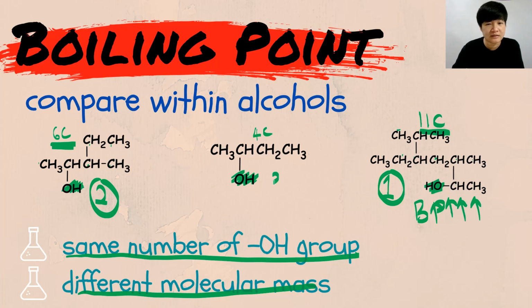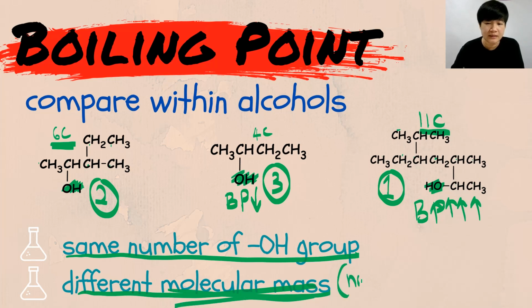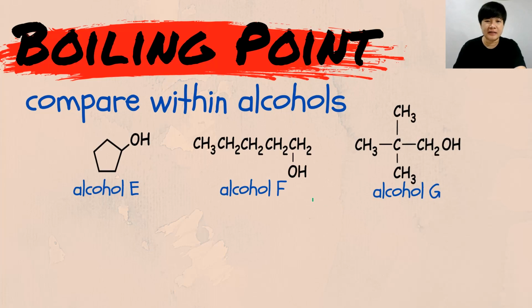Last but not least, this will have the lowest boiling point because the molecular mass is the lowest. See that? What I'm trying to show you here is that it's not necessary to calculate the molecular mass. You can simply look at the number of carbon atoms. From the number of carbon atoms, you can determine which one has higher molecular mass. Easy, simple.